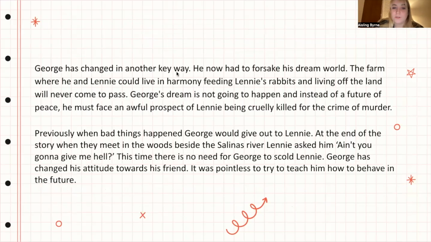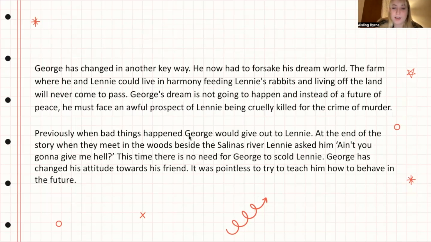George has changed in another key way. He now has to forsake his dream world, the farm where he and Lenny could live in harmony, feeding Lenny's rabbits and living off the land. It will never come to pass. George's dream is not going to happen, and instead of a future of peace, he must face an awful prospect of Lenny being cruelly killed for the crime of murder.